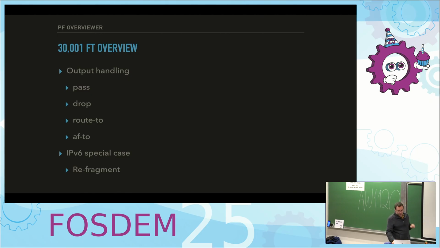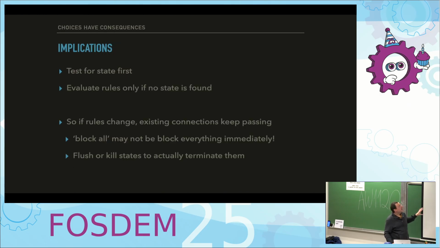Now, there are some implications to this design. You may remember that the first thing we did for a packet in pf_test_state_protocol is we look up a state. Now, this implies that it doesn't matter what your rule set is. If there is an existing state for a connection, it will pass. So as a PF user, you should be aware of this, that when you change the rules, even if your new rule set would mean that a specific connection is not allowed, if the connection was established before you set your rules, the connection will continue.